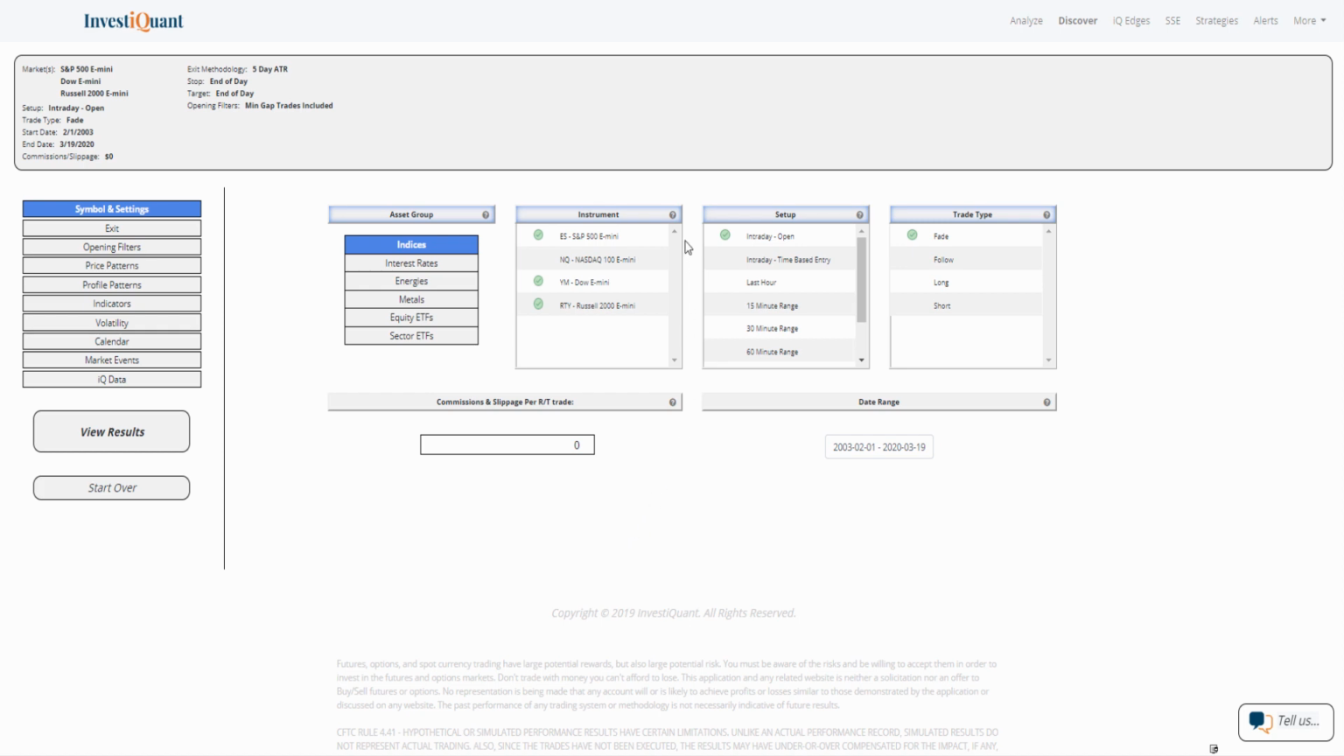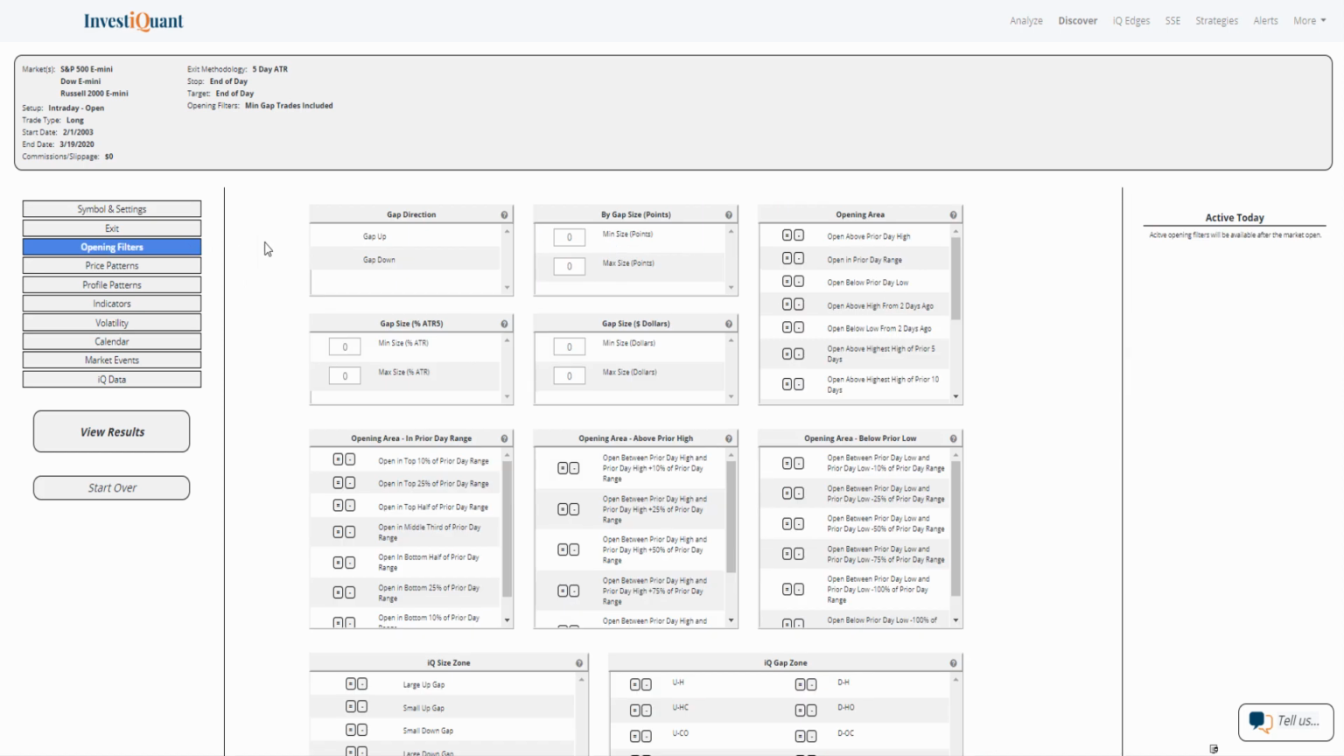I've got those 3 instruments selected. The setup is intraday open, which is an entry at 9:30 a.m. Eastern time. The trade type, I'm going to set up as a long, and the exit is set to end of day, so I'm going to just skip over that. We are gapping down at the time of this recording. We're down about 45 points as I'm recording this, so I'm going to add that to the study.